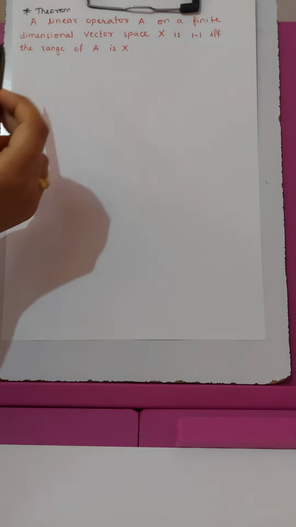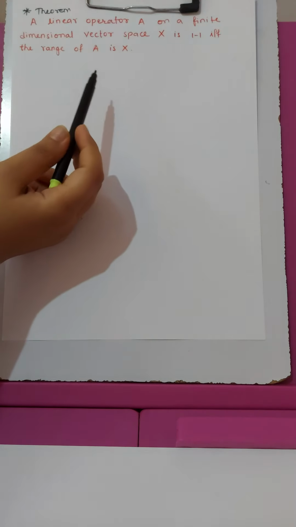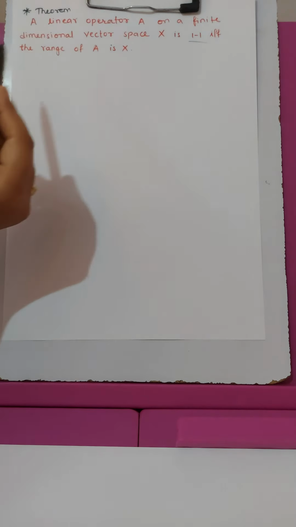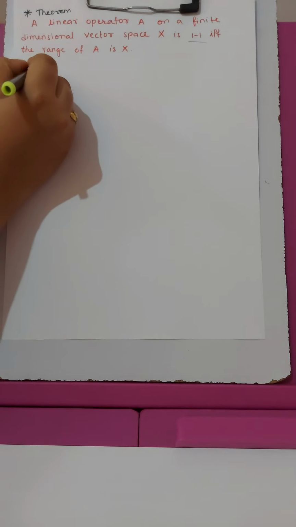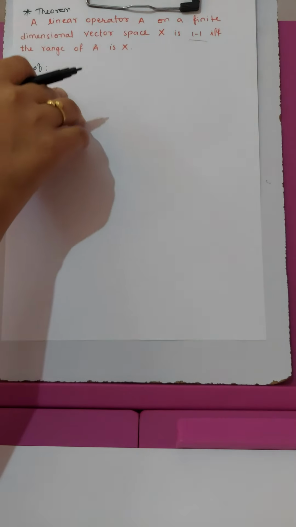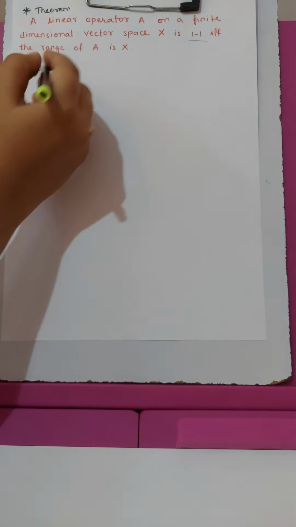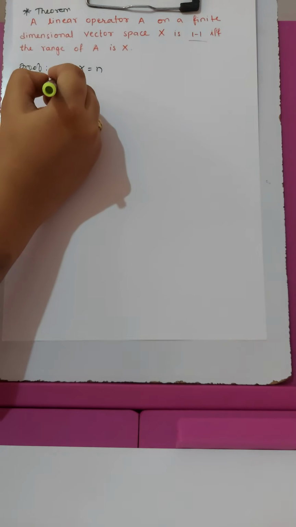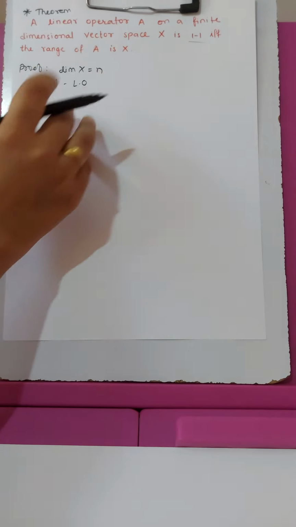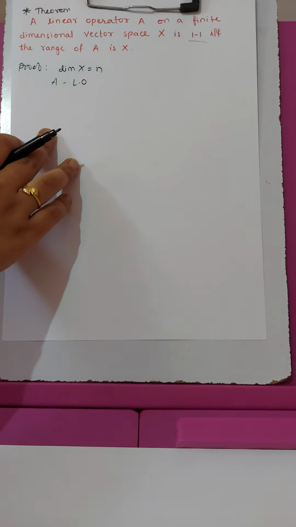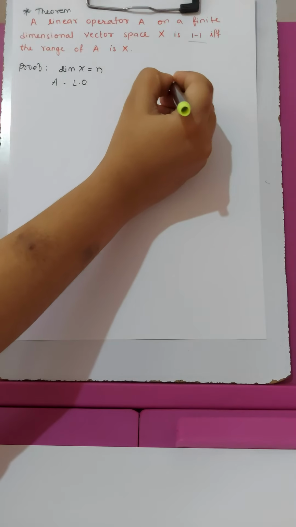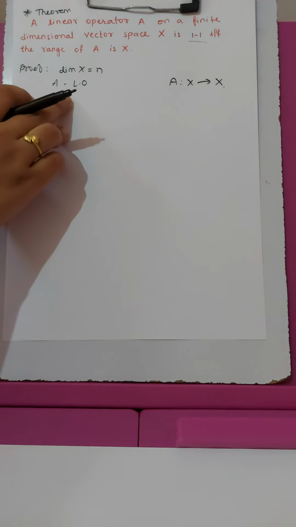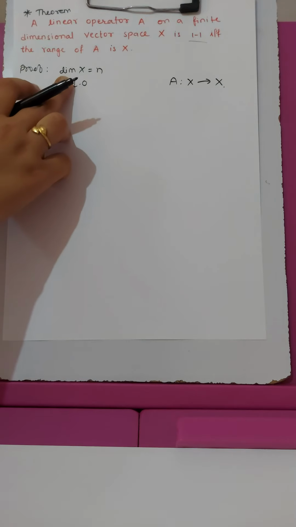the statement is, a linear operator A on a finite dimensional vector space X is 1-1 if and only if the range of A is X. So proof. As given, we have a finite dimensional vector space X. Let the dimension of X be n and A a linear operator. We have discussed the definition of linear operator. A linear operator is a mapping A from a vector space X to X. So here A is a linear operator on this finite dimensional vector space X.